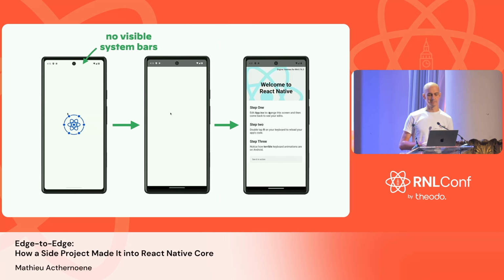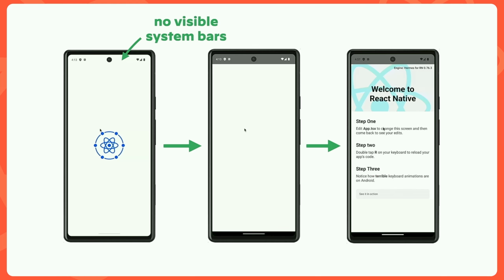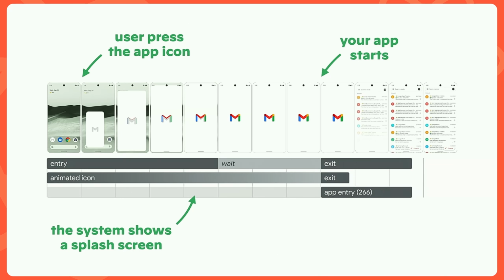There's 3 visible steps. First, a splash screen on a white background showing my app icon, then nothing. The status bar and the navigation bar become opaque. Then finally my app appeared. And ideally, here's how it should go. When the user taps your app icon, the system instantly shows a splash screen, giving the impression of an immediate launch. Meanwhile, in the background, the app actually starts and takes over, displaying its own splash screen. And once everything is ready, the app hides the splash screen and the user can start using it.